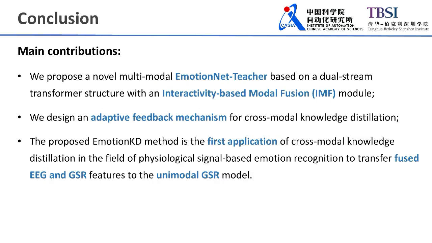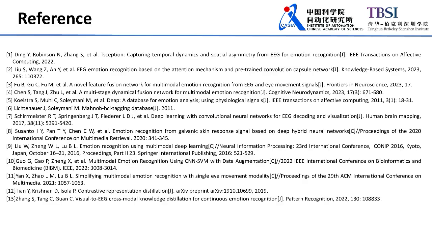In summary, the main contributions of this paper are: the IMF module is designed for fusing the features from each modality to capture the interactivity between the EEG and GSR. The adaptive feedback knowledge distillation mechanism is applied to transfer the multimodal knowledge flexibly to the unimodal model. It is the first attempt to transfer fused EEG-GSR knowledge in knowledge distillation for emotion recognition models. Experiment results show that our approach achieves the best performance, reducing the scale of the model while maintaining the classification performance. The following are references in this article.